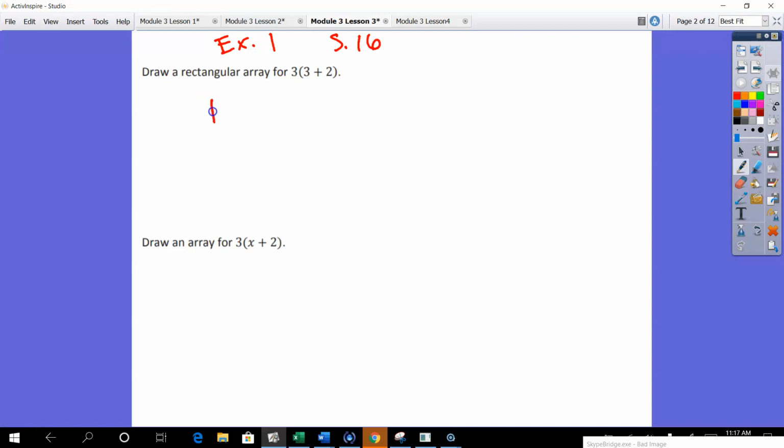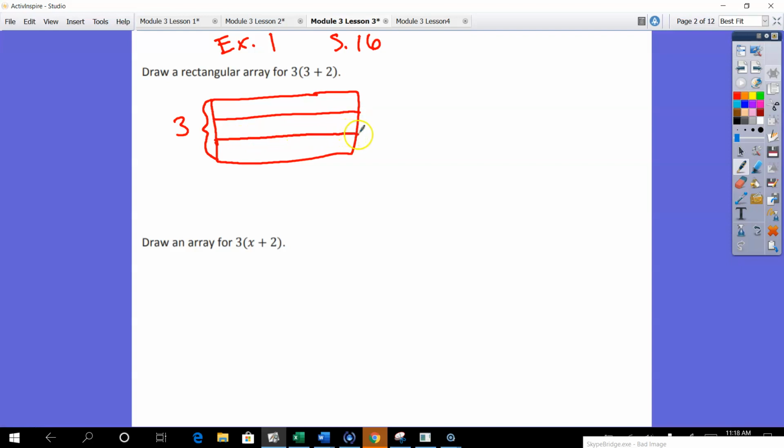Okay, so we have the 3 that's on the outside. Okay, so we need to split this up into 3s. And then we have the 3 on the inside. So this is into 3s. And then plus 2. So that's representing the 2 that's on the inside.